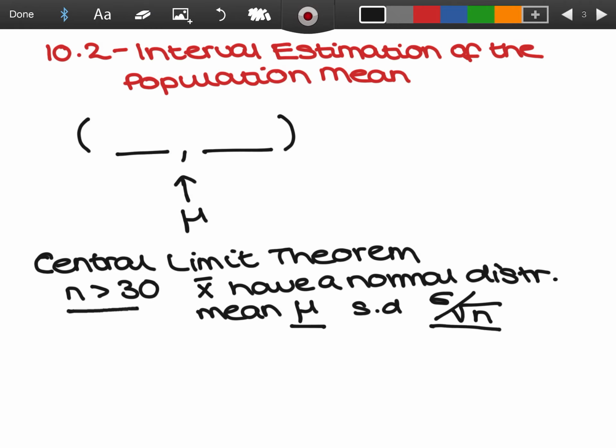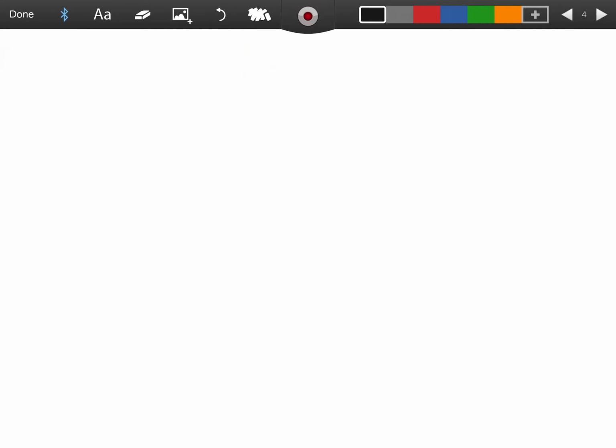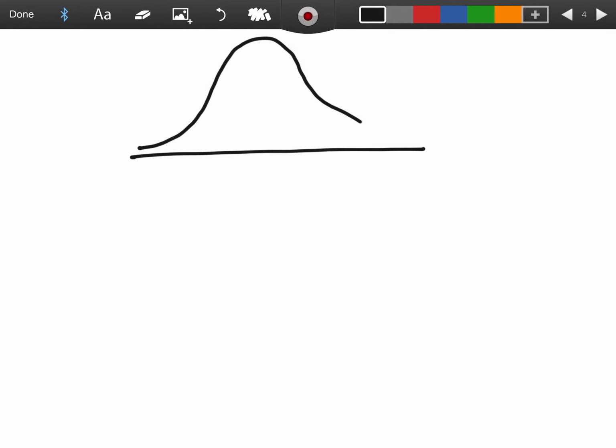Now, we have said before, if we go back to the empirical rule, if you remember, roughly 68% of the data lies within one standard deviation of the mean, roughly 95% lies within two standard deviations, and 99.7% lies within three standard deviations. So let's draw ourselves a quick normal distribution curve. Okay, so your mean is in the middle, and let's say we go two standard deviations either side of the mean.